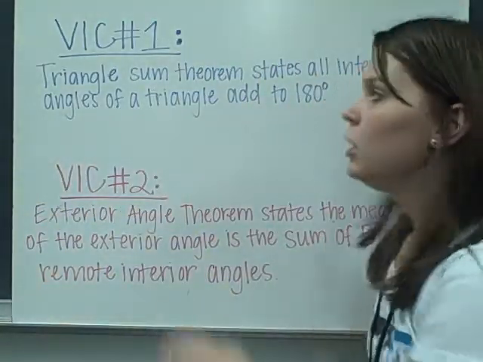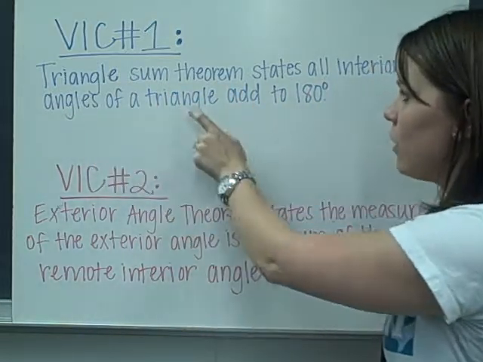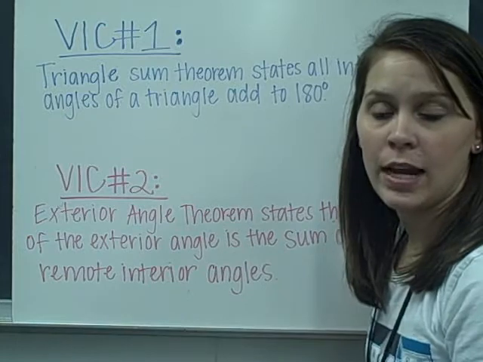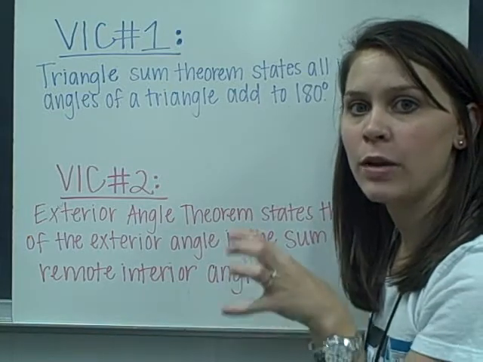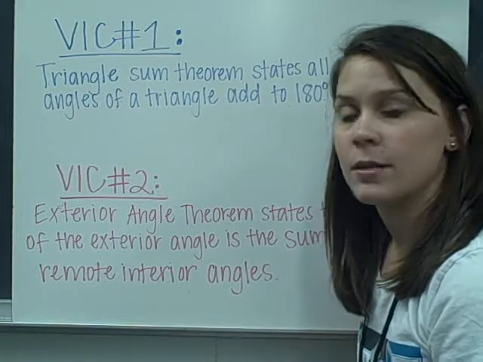Big idea number 1. The triangle sum theorem states that all interior angles of a triangle add to 180 degrees. So when you add all the three angles that make up the triangle, you should get 180 degrees.